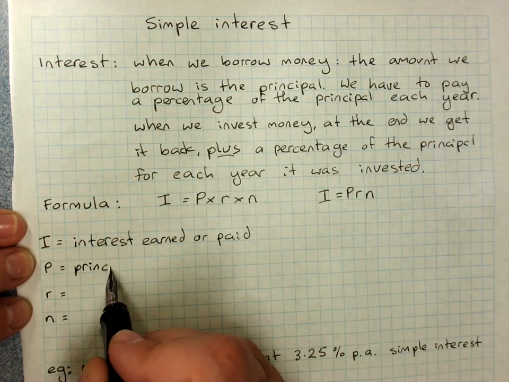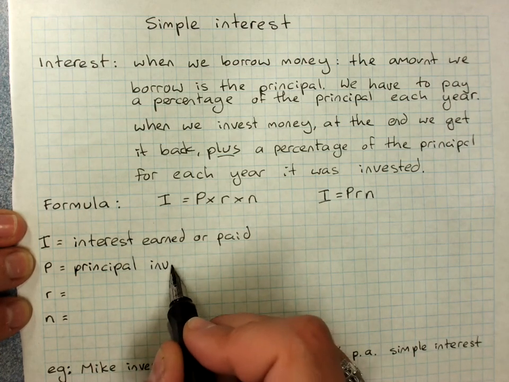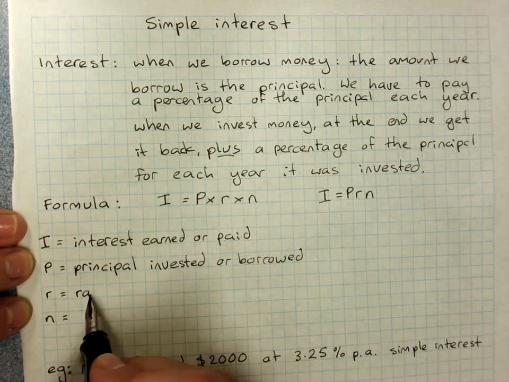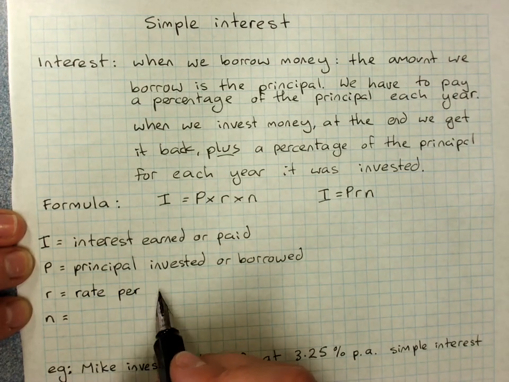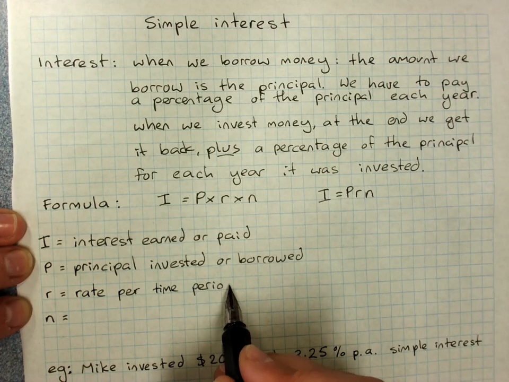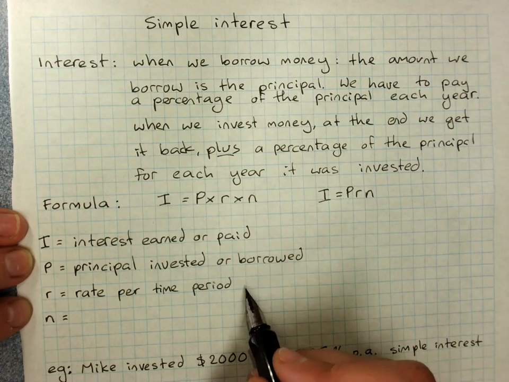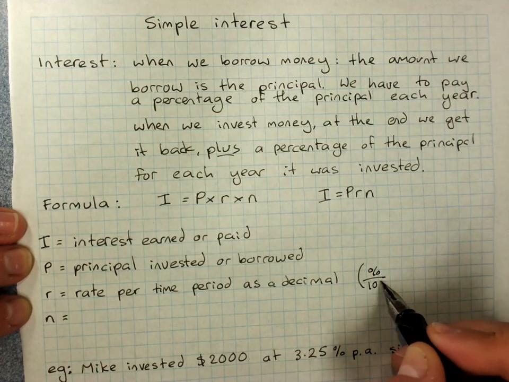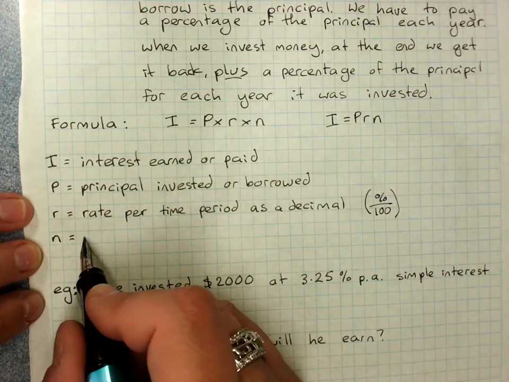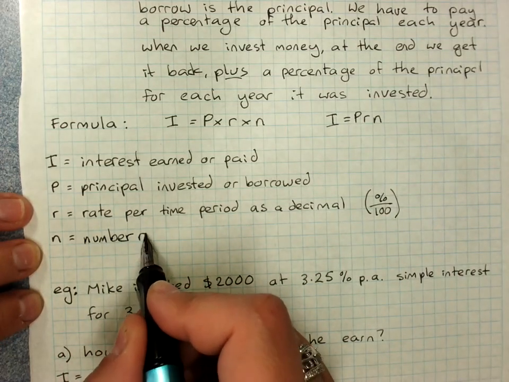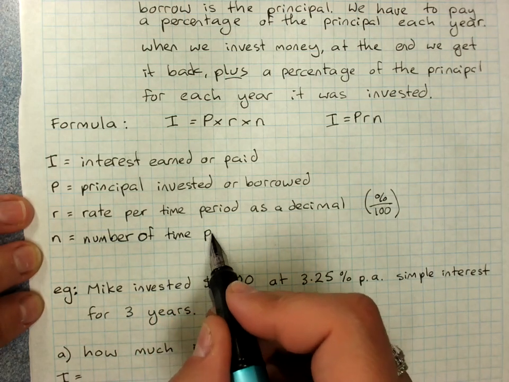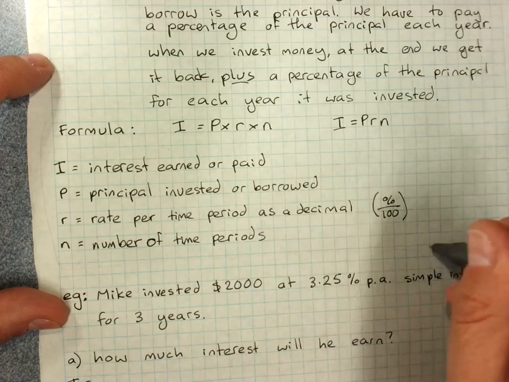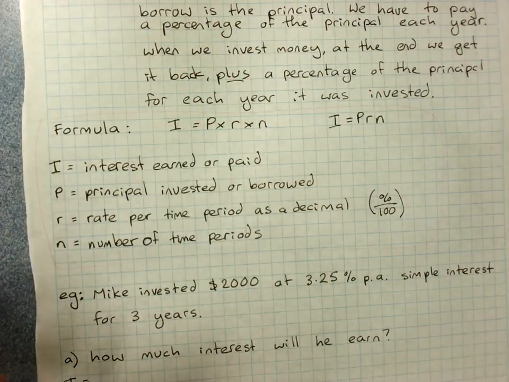P is the principal invested or borrowed. R is the interest rate per time period, as a decimal. So that is the percentage divided by 100. And N is the number of time periods. So this is our really important simple interest formula.